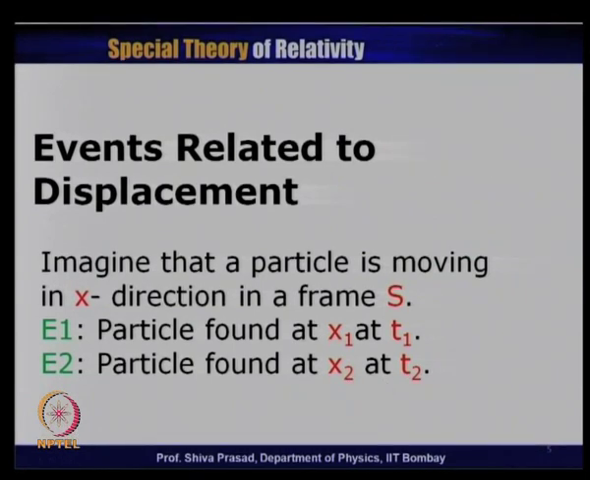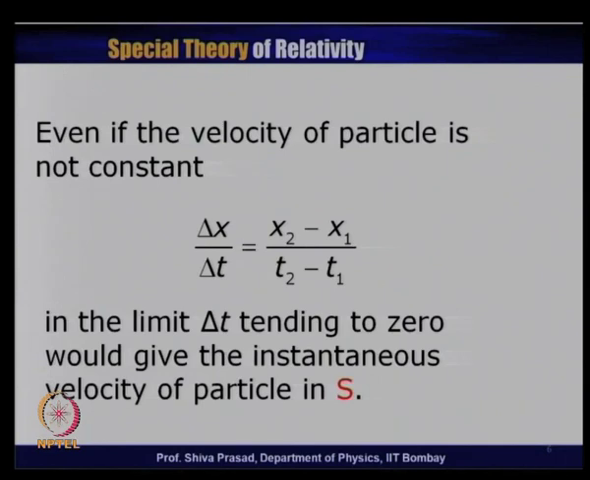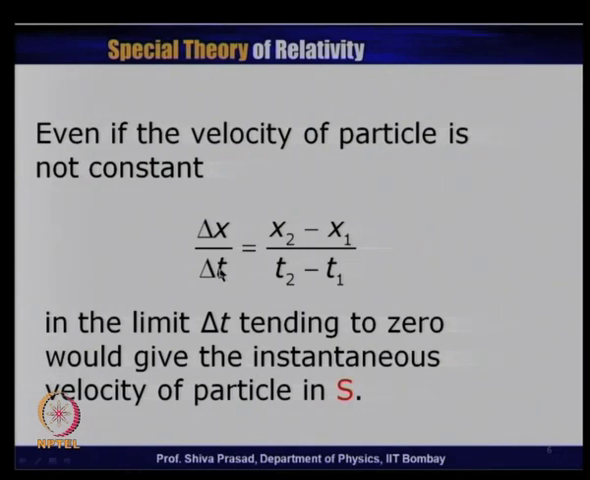So, these are my two events. Now, you would agree that if I have to define the instantaneous velocity of the particle, I must take x2 minus x1, which is the difference in the x coordinates, and divide by the time difference. If the velocity of the particle were constant, then x2 minus x1 divided by t2 minus t1 would have anyway given me the velocity. But if the particle velocity is constantly changing, then this time limit should be as small as possible in order to find out the instantaneous velocity.